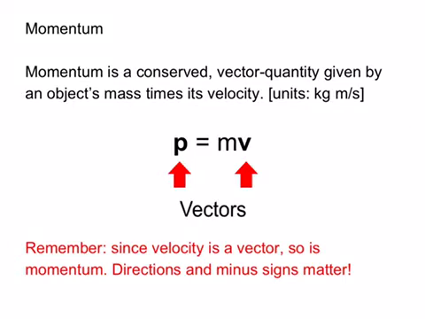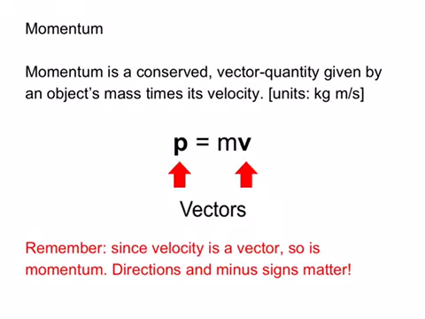The most important thing about momentum is that it has a direction. Unlike energy, which is only a number, a scalar quantity, vectors are arrows, and if velocity is an arrow, then so is momentum. In other words, when we're doing our math, any minus signs are going to matter a lot when we do our calculations.